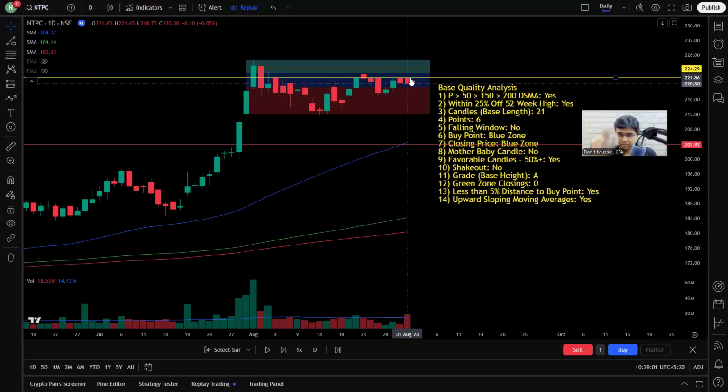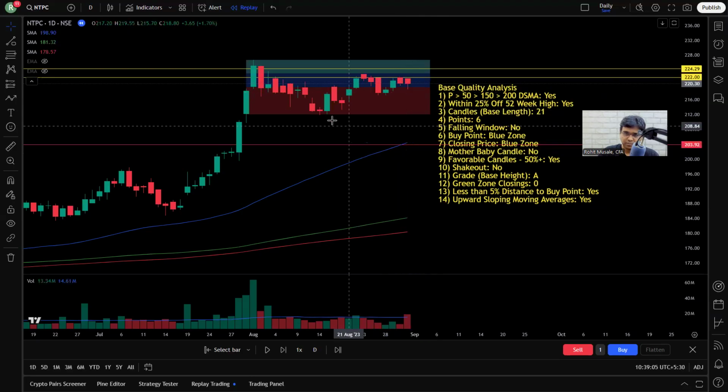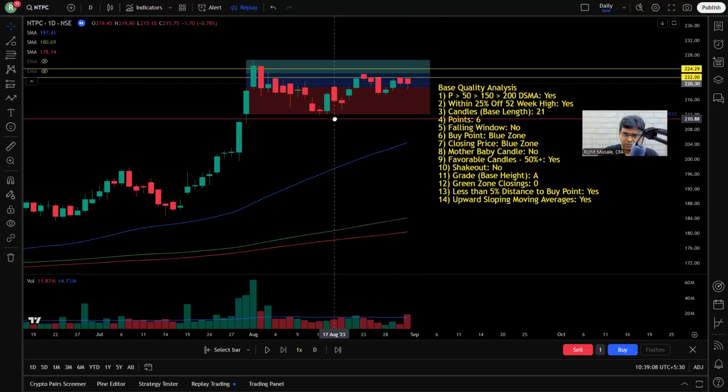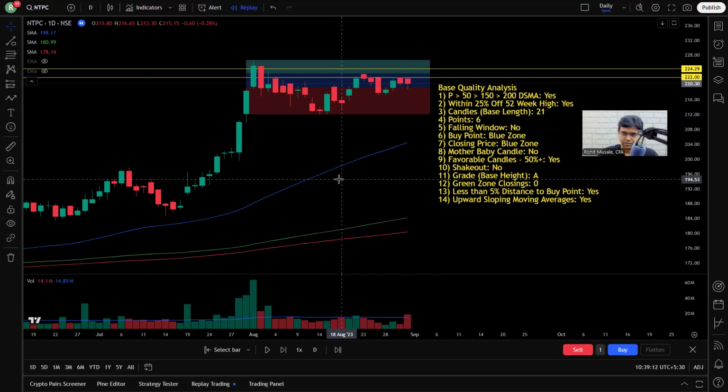Okay, talking about stop loss, I would never keep a stop loss so far from this buying point. In such cases, I would keep my stop loss at the low of the base. So that would significantly reduce the risk.